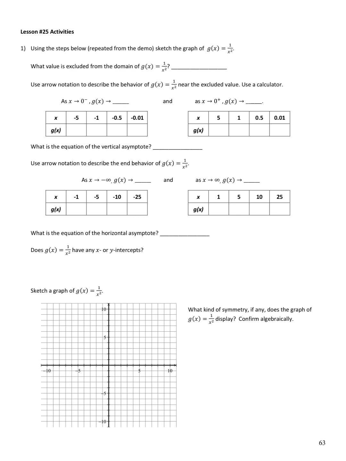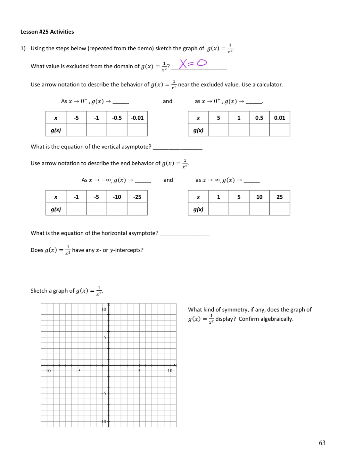These are the activities for College Algebra Lesson 25. Using the steps below, which have been repeated from the demo, we want to sketch the graph of 1 over x squared. What value is excluded from the domain of 1 over x squared? That would be x equals 0, because you can't put a 0 in the denominator. So x equals 0 is excluded.